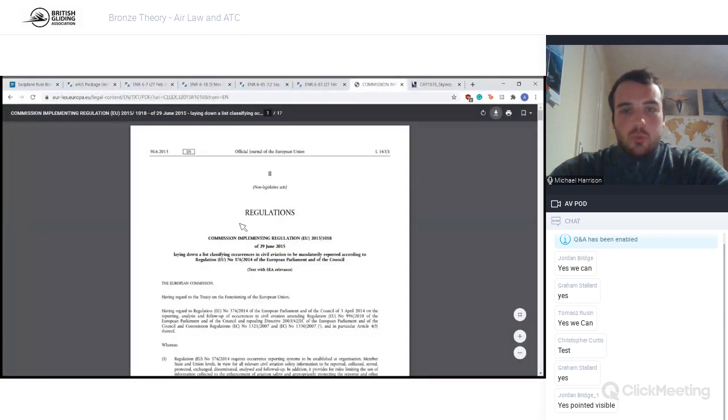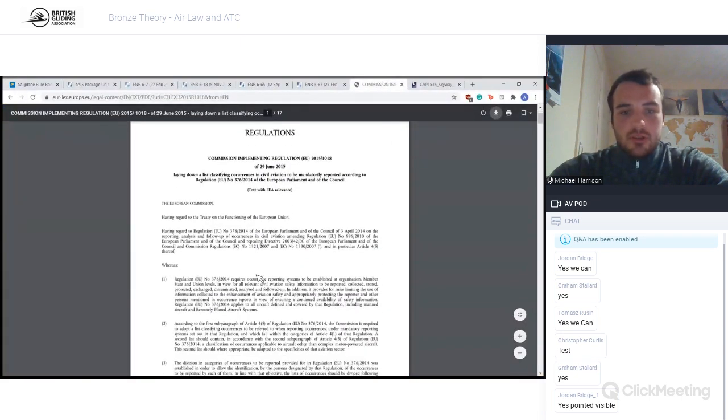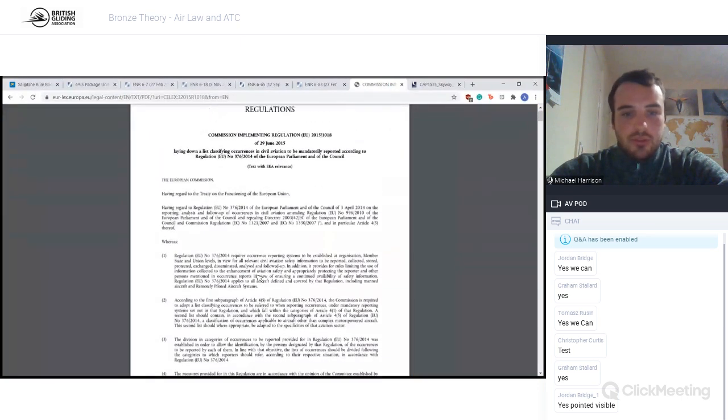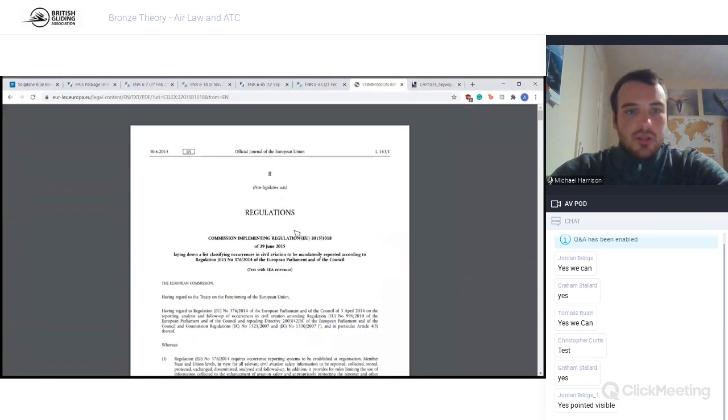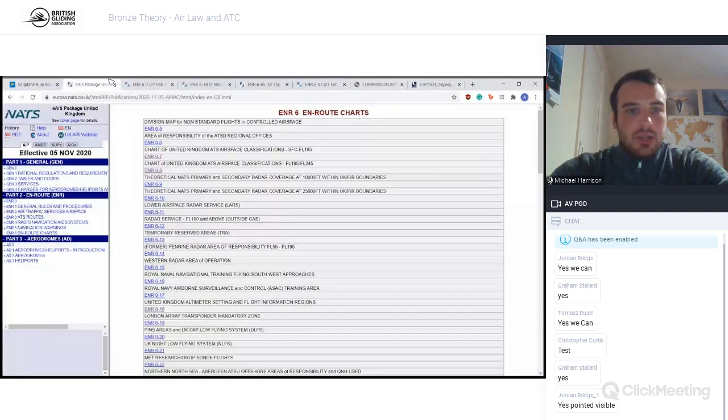This is what a commission implementing regulation looks like. As you can see, it's not something you really want to spend your life reading through. And while we're here, we'll just have a quick look at the NATS AIP as well. This is what the Aeronautical Information Publication looks like. Split into three parts: general, the general UK regulations; en route, which is regulations for flying through the UK; and aerodromes, which is the procedures for our different licensed aerodromes.